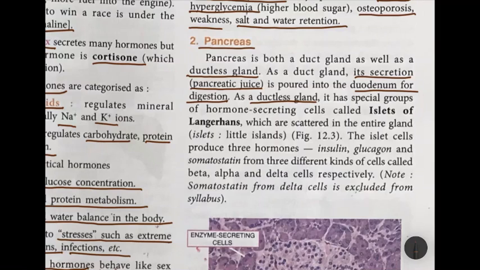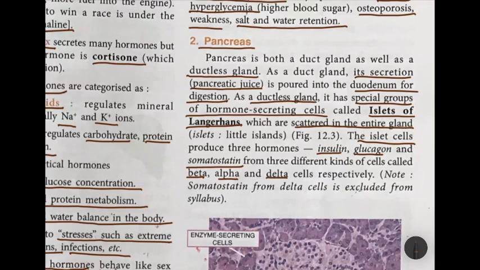directly into the blood. So as a ductless gland, it has special groups of hormone secreting cells which are known as islets of Langerhans. Okay, these are tiny groups of cells which are scattered in the entire gland. That is why they are known as islets. Islets, that is little islands. Now the islet cells produce three hormones: insulin, glucagon and somatostatin, from three different types of cells which are known as beta, alpha and delta cells respectively.